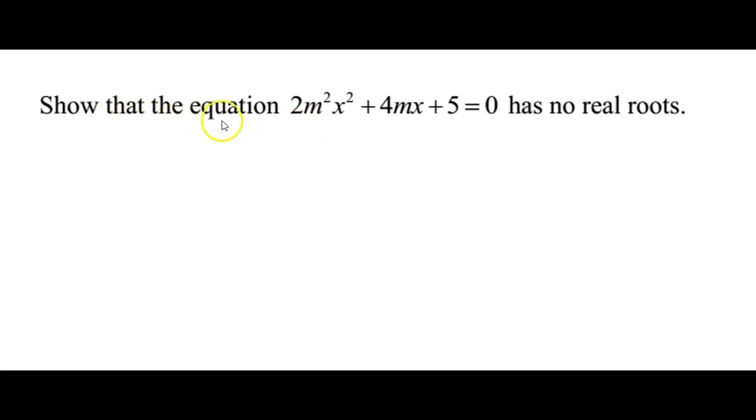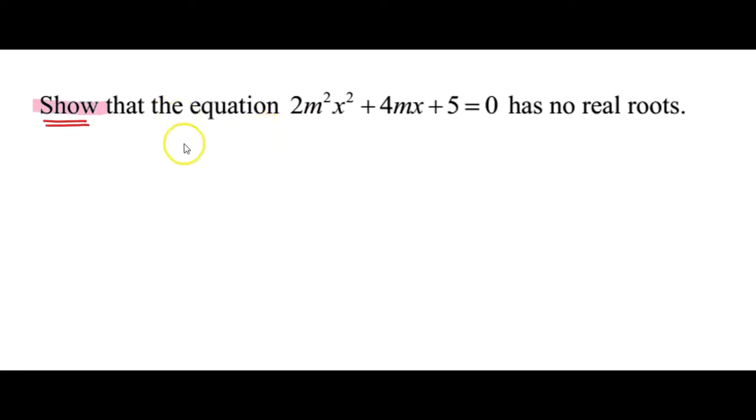Show that the equation, this is a quadratic equation in terms of m, has no real roots. Has no real root, meaning that we need to show that the discriminant of this equation is less than 0. But since the question asks us to show, meaning that initially we do not know, we have to pretend that we do not know whether the discriminant is less than 0 or not. We need to show, okay? We need to prove it.